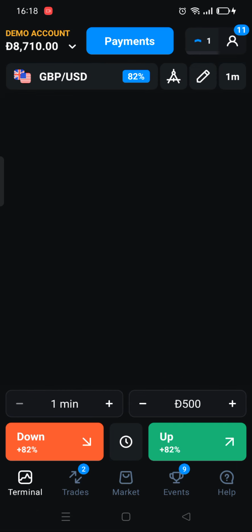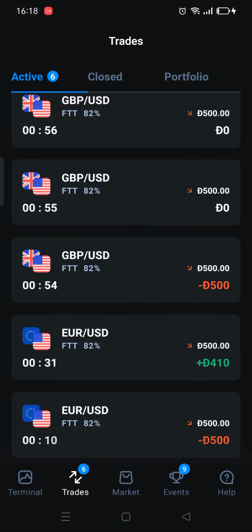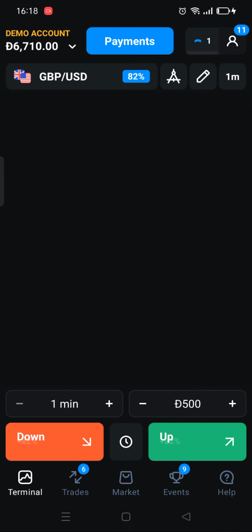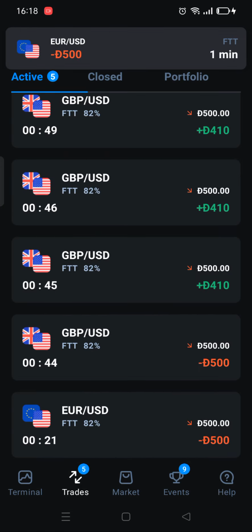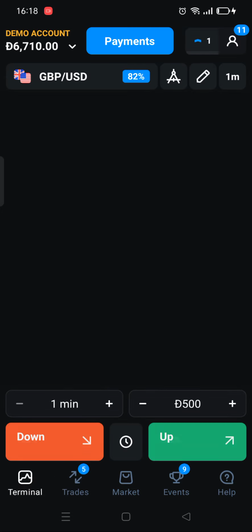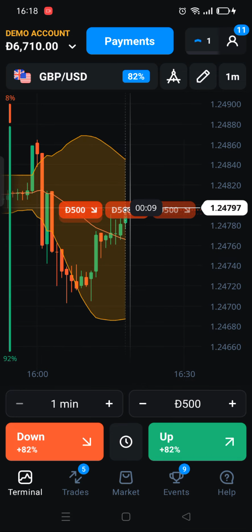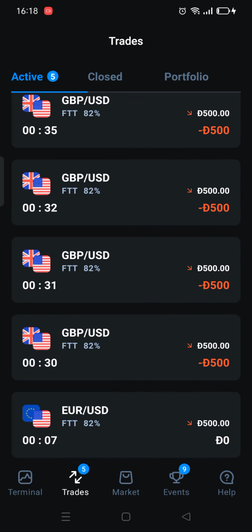The pair changed to GBP/USD. Okay, $500 sell, $500 sell, $500 sell again. My analyst said it's a risky trade, but I thought we are in big profit, so that's why I chose it. Okay, let's see. So here we go, in loss, but let's see, we have 30 seconds.